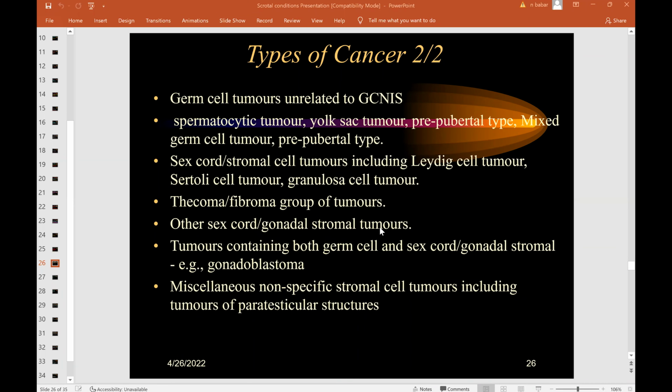So, what are the types of cancers then? There could be germ cell tumors, as I've just described. There could be spermatocytic tumors, yolk sac tumor, and there would be sex cord or stromal cell tumors such as Leydig, Sertoli, granulosa cell tumors, thecomas, and then tumors in other parts of the body such as the mediastinum, and there are non-specific tumors as well, but these are very rare.